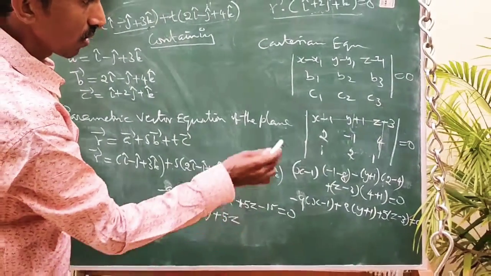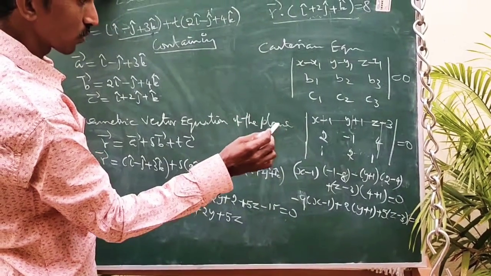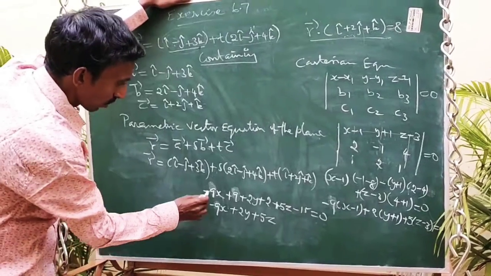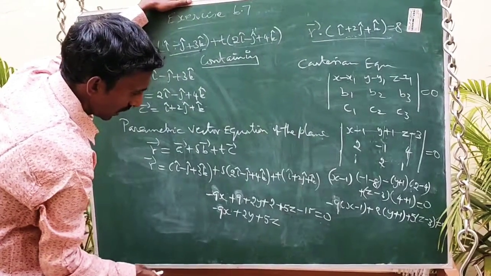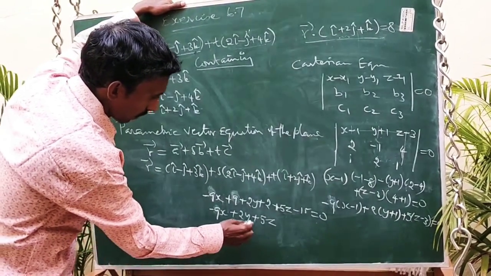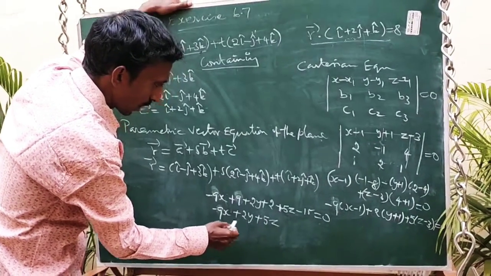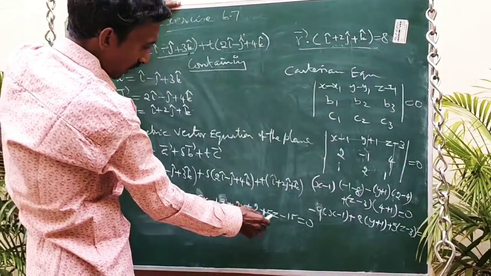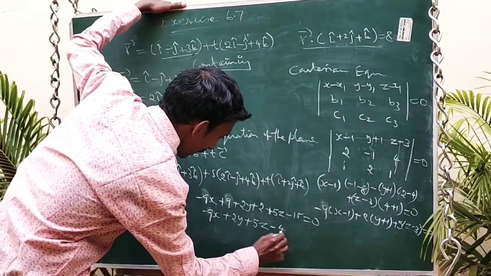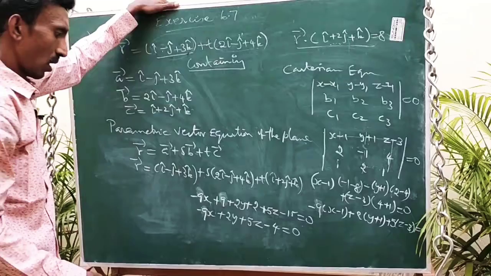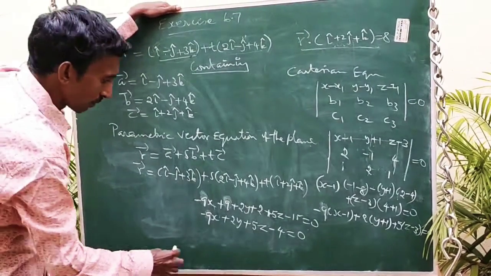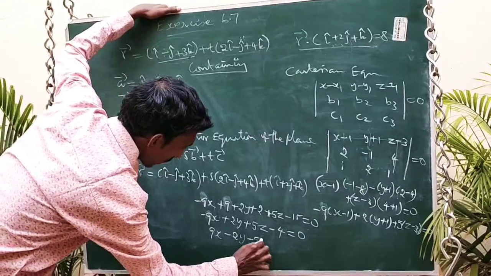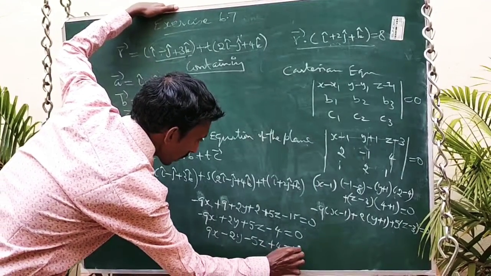So the remaining are all correct, I think. 2 minus 4, 4 plus 1. Okay, that's no problem. So minus 9x plus 9 plus 2y plus 5z. Now combine 9 plus 2, 11. 11 minus 15, minus 4 equal to 0. So if you want, you can change the sign: 9x minus 2y minus 5z plus 4 equal to 0.